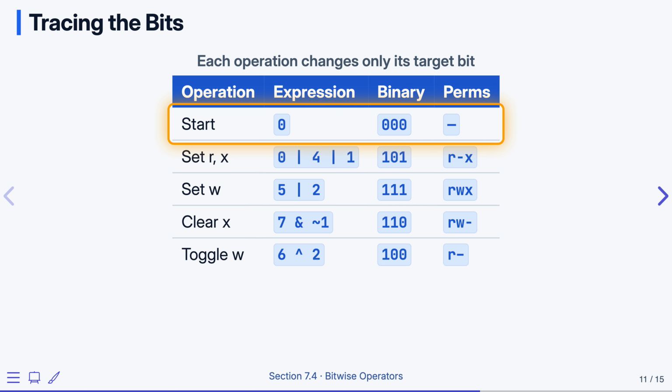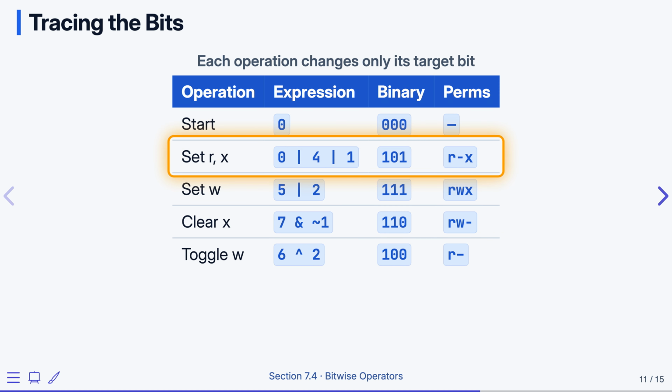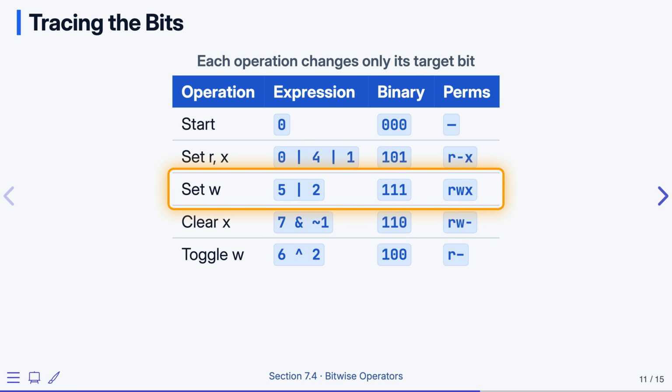This is the same sequence, traced bit by bit. Start at 0, binary 000, permissions ---. Set read and execute by ORing with 4 and 1, giving binary 101, which is r-x. Set write by ORing with 2, giving 111, rwx.